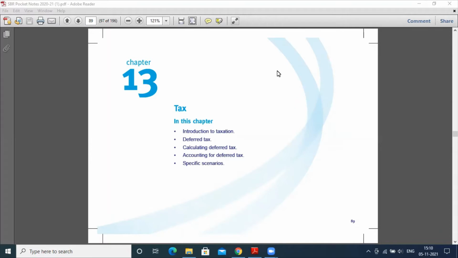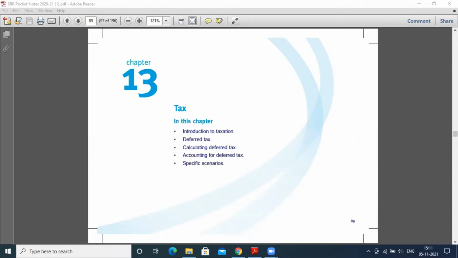Yeah, so as I said in my last session, today we'll be discussing chapter 13, that is taxation. This is already there in your financial reporting, but in SBR it will be mainly focused from the deferred tax perspective. So first we try to discuss the accounting treatment for current tax as well as deferred tax. Then we'll be discussing an SBR case study on deferred taxes.